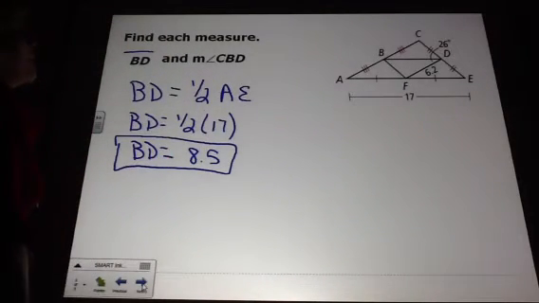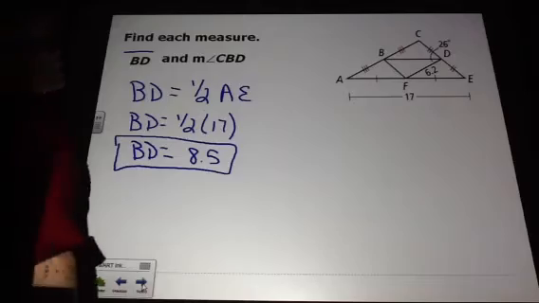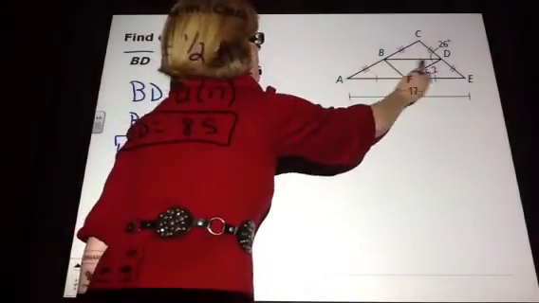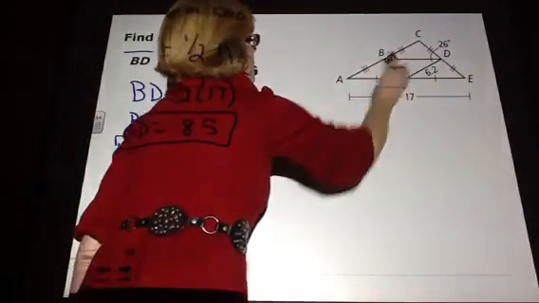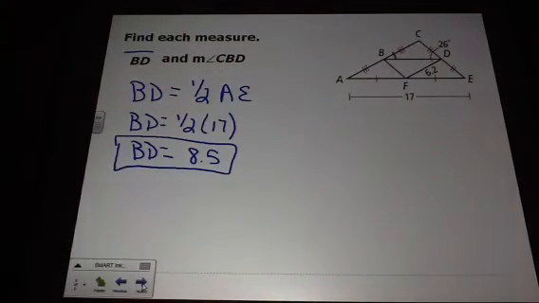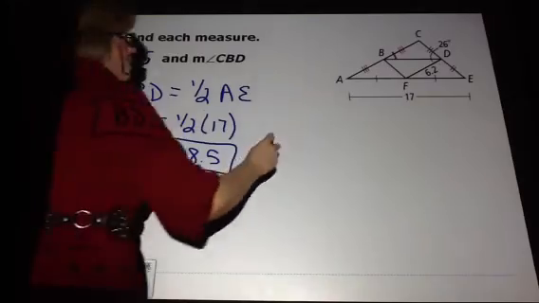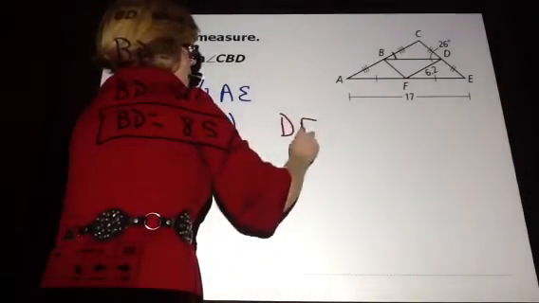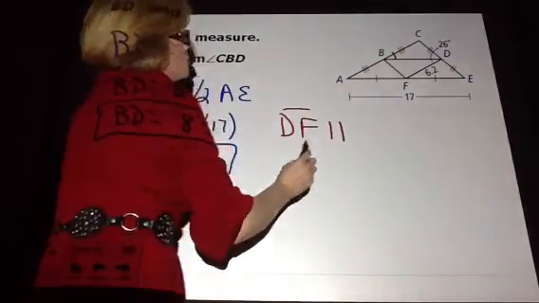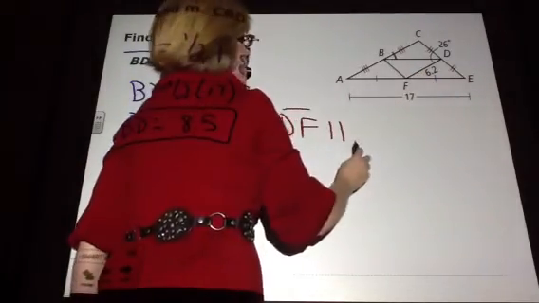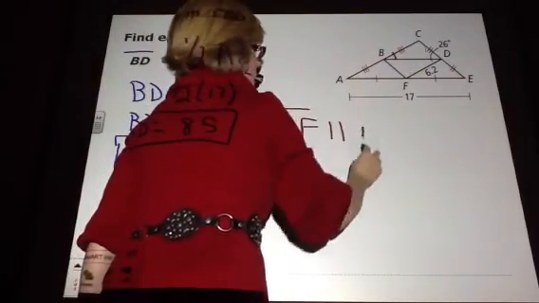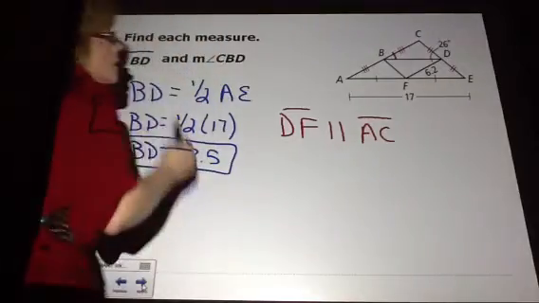Now, we need to find the measure of angle CBD. CBD, that one right there. So we can say segment DF is parallel to segment AC because of your midsegment theorem.